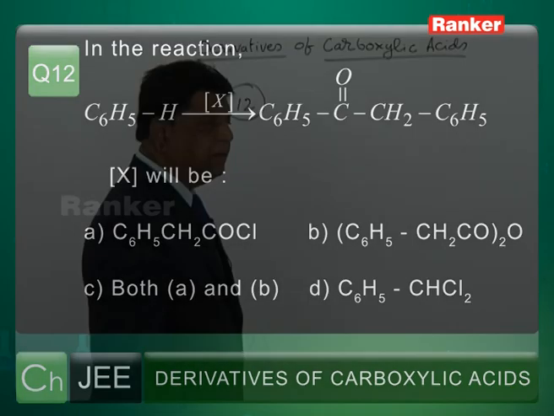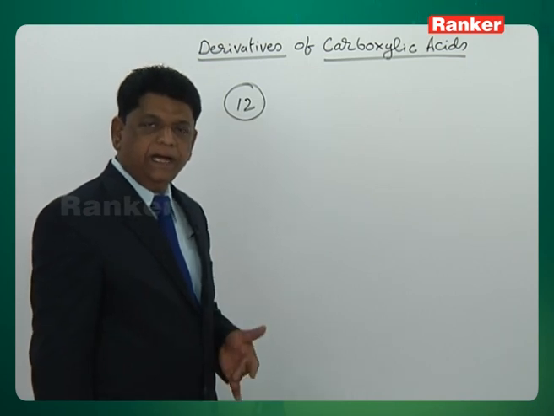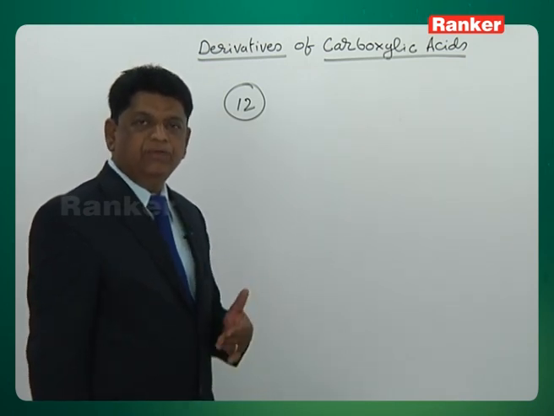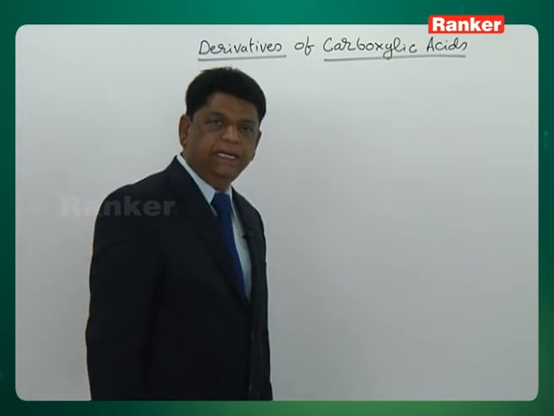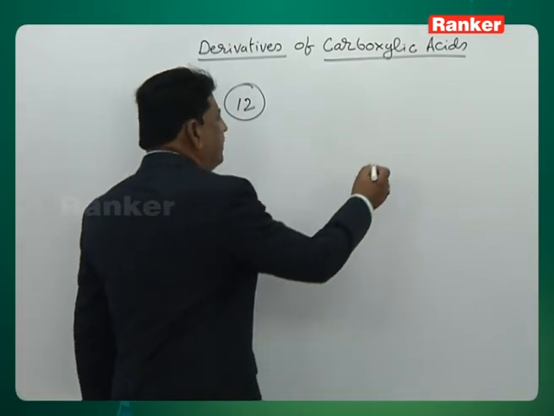For acylation, the best acylating reagent is acid chloride, then anhydrides, then esters and the amides. So the first two happen to be the best acylating agents, acid chlorides as well as acid anhydrides. Options given here are phenyl acetyl chloride and phenyl acetic anhydride, and both A and B are the answer. The last one is a dichloro compound, benzal chloride, that is not the correct answer. A and B is the right answer, that is answer C is the right answer.